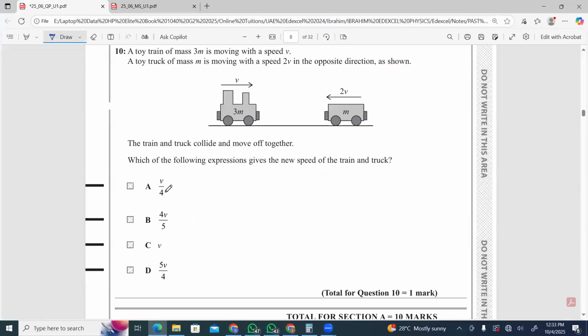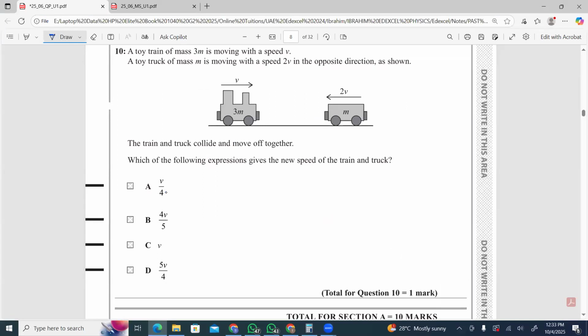So, question number 10. A toy train of mass 3m is moving with a speed v. A toy truck of mass m is moving with a speed 2v in the opposite direction as shown. The train and truck will link and move off together. Which of the following expressions gives the new speed of the train and the truck?